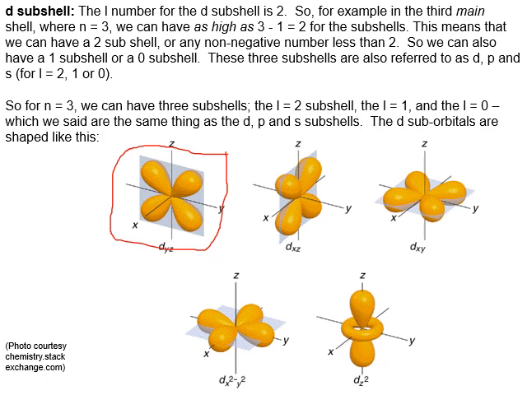D would be associated with something in N equals 3 or higher, but you cannot have D's if you're in main level 1 or 2. You have to be at least at 3, otherwise there's not enough room for these to exist. They're also associated with an L number: S is 0, P is 1, so D would be 2. So the L number for the D subshell would be 2. Next slide.